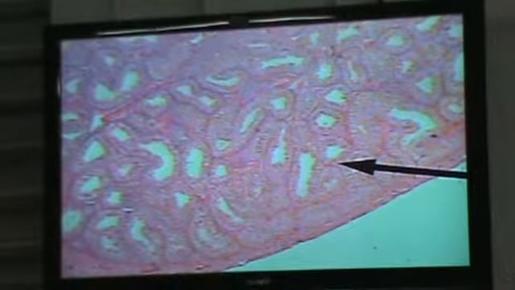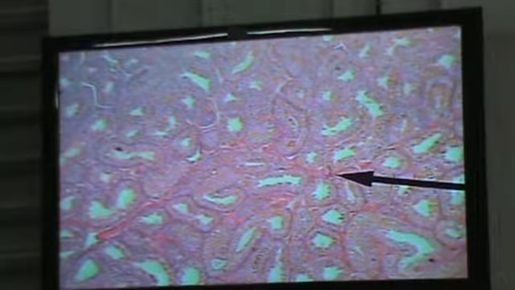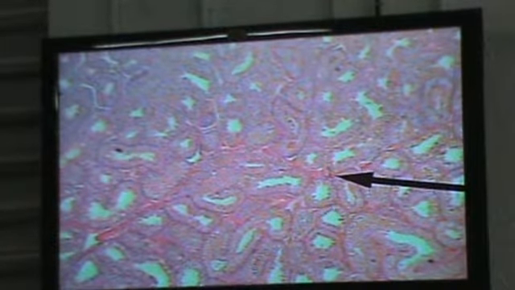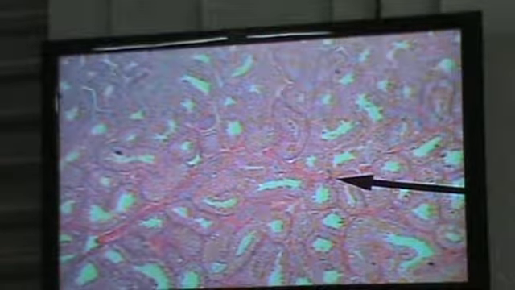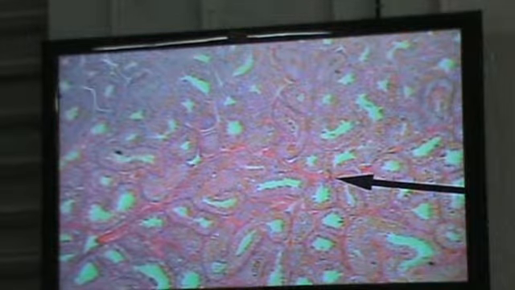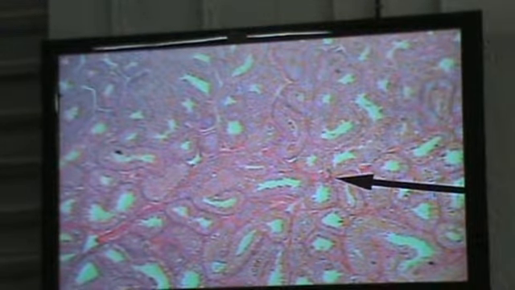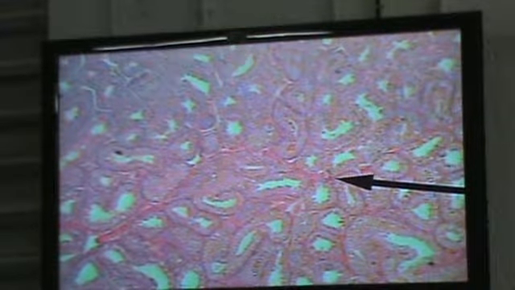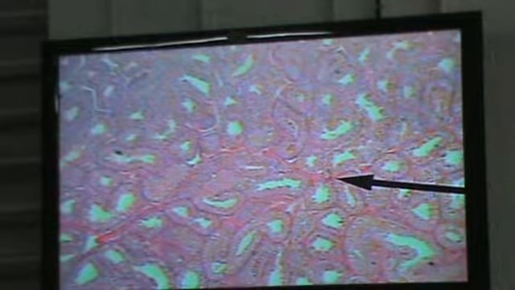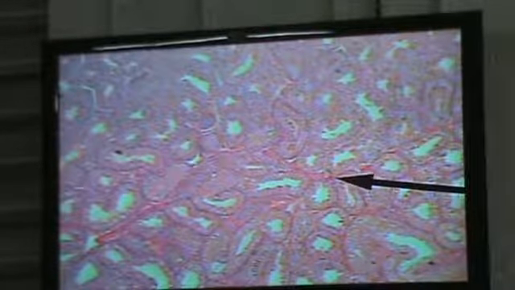So the testis is a lobulated structure. There are lobules, and you'll see separating these lobules connective tissue septae, known as the septulae testis. So the testis is a lobulated structure surrounded by a thick fibrous capsule, and that thick fibrous capsule is formed by the tunica albuginea. Okay?